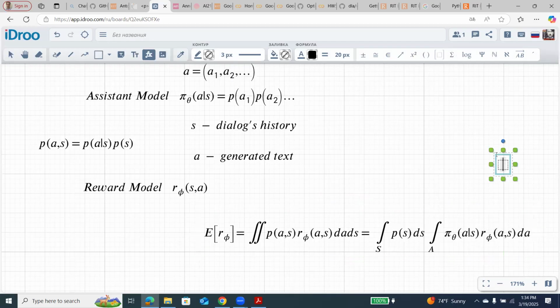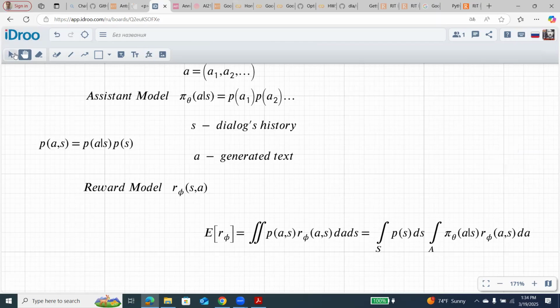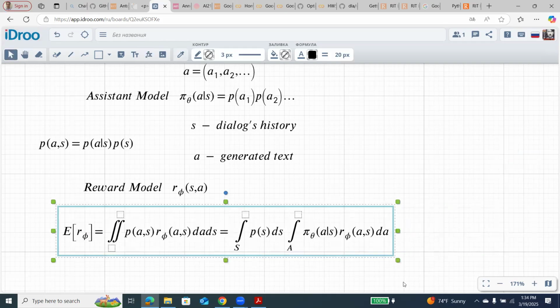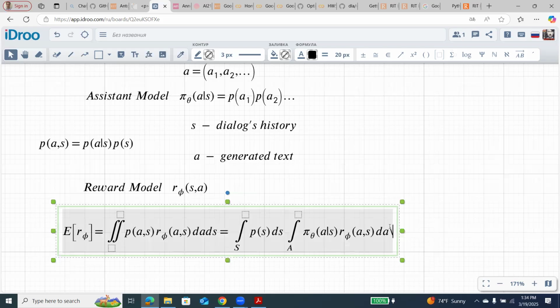Okay, so now which parameters do we want to change? Do you remember? Do we want to change phi or theta? What do we want to fine tune, the reward model or the assistant model? Assistant. So we should maximize this reward with respect to theta.